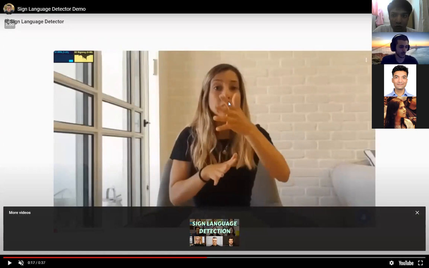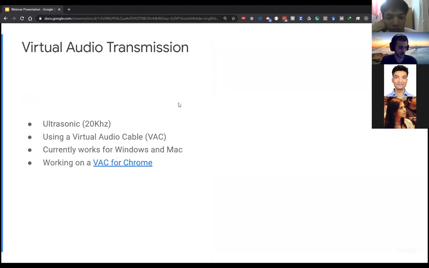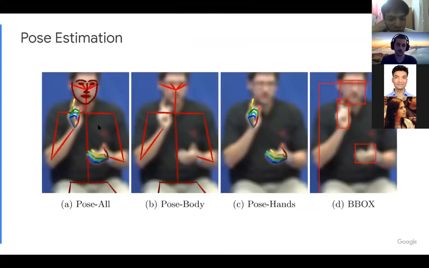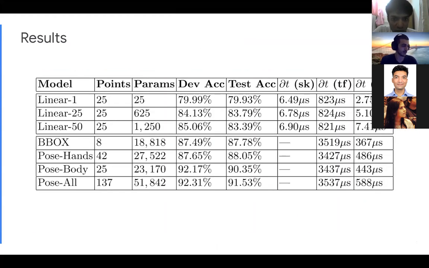You see, we have a question in chat. Has lip movement been used in this model? So yes and no. In one scenario, we have the full face pose as well, including the lips. So in the pose all model, the lips might have been used by the model in order to capture whether the person is signing or not. We do get about 1% test accuracy over not using that. So that might be one of the contributing factors.